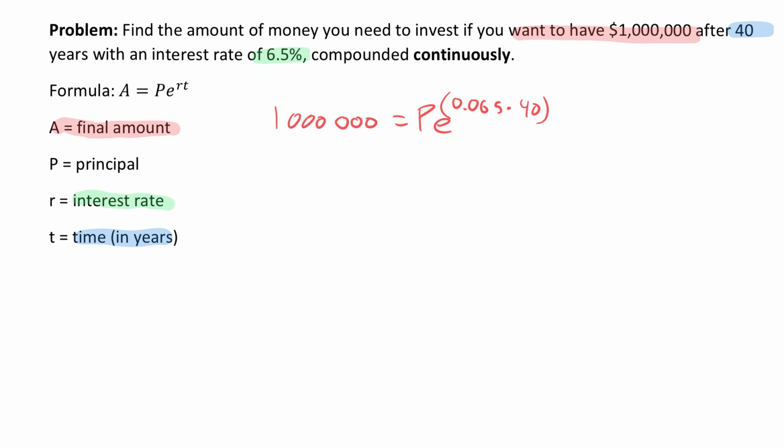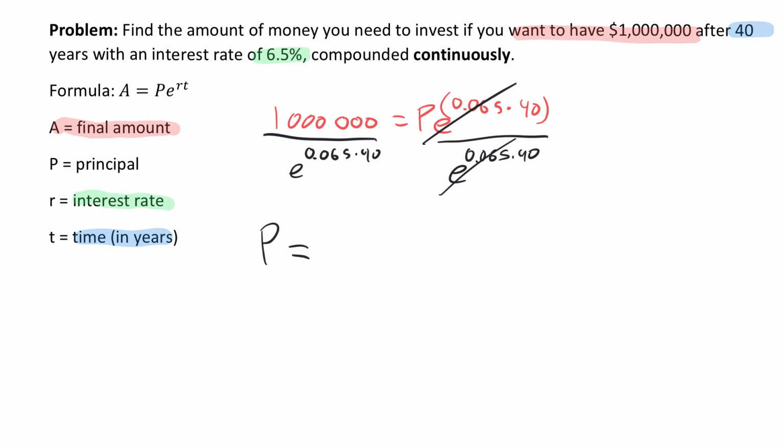We're looking for the value P. So a little bit of algebra is going to be needed here. I guess we could do it right at this step. We could divide both sides by e to the 0.065 times 40. It's going to give us P equals, and now be very careful on your calculator.